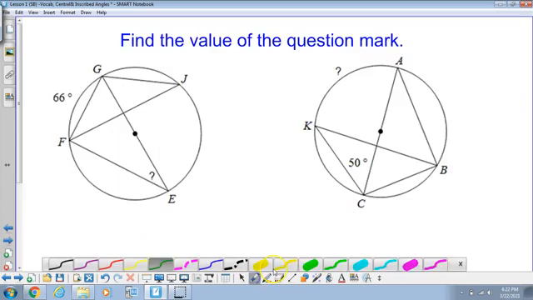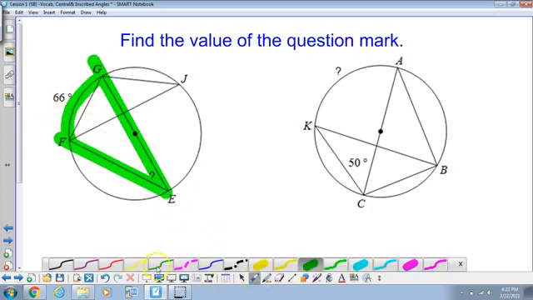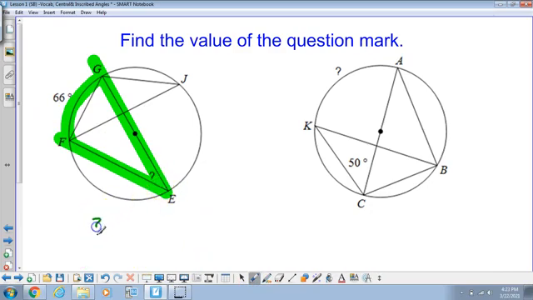Okay, there's a lot going on in these pictures right here. Find the value of the question mark. Our question mark is right here. This is an inscribed angle. Its vertex is on the circle. And we have an arc that goes between here. This is the intercepted arc that is associated with this inscribed angle. And that relationship here is that this angle is half of the arc. So half of 66, or 66 divided by 2, and that would be 33 degrees.